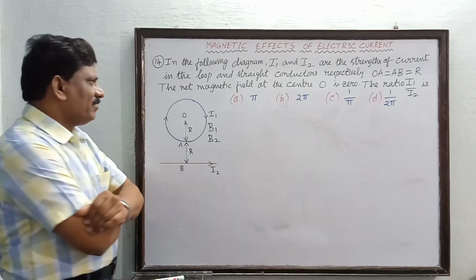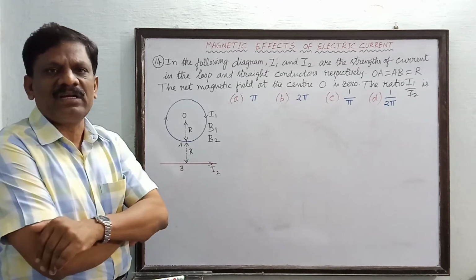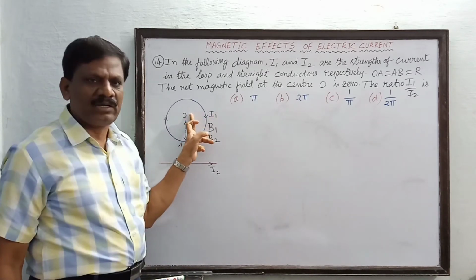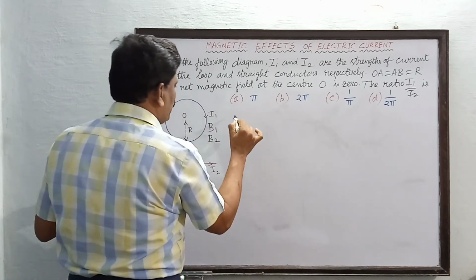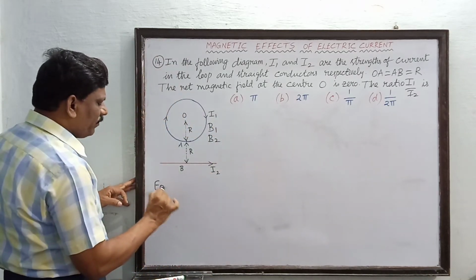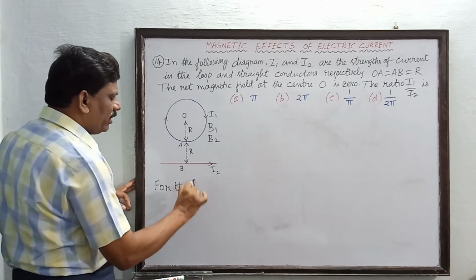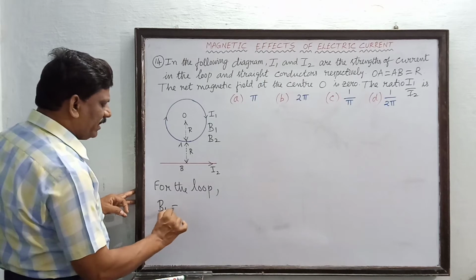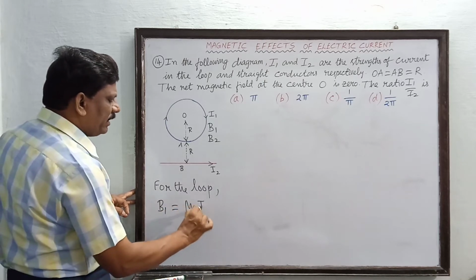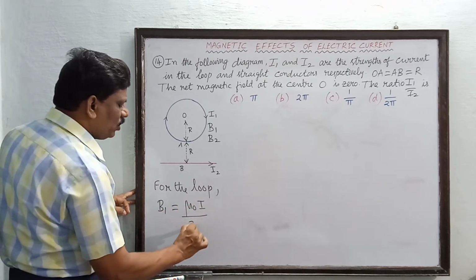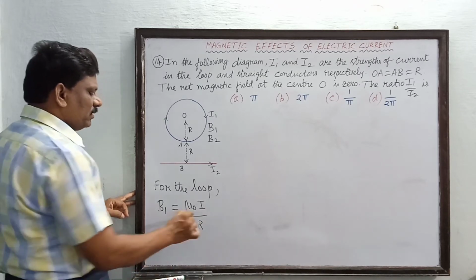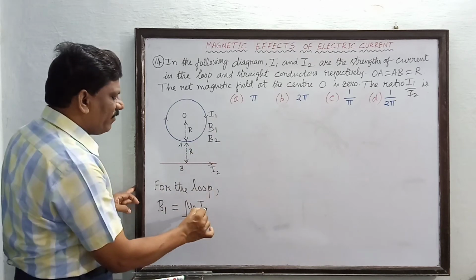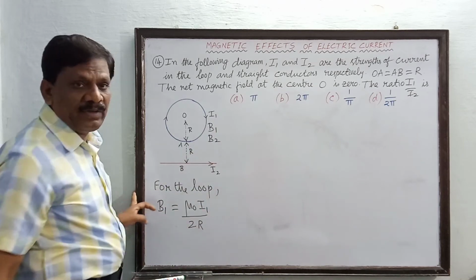First of all, we will write the expressions for the magnetic field B1 due to the current I1 flowing in the circular loop. For the circular loop, B1 is equal to mu naught into I divided by 2 into R. So this is due to the current I1, so instead of I I can write I1.